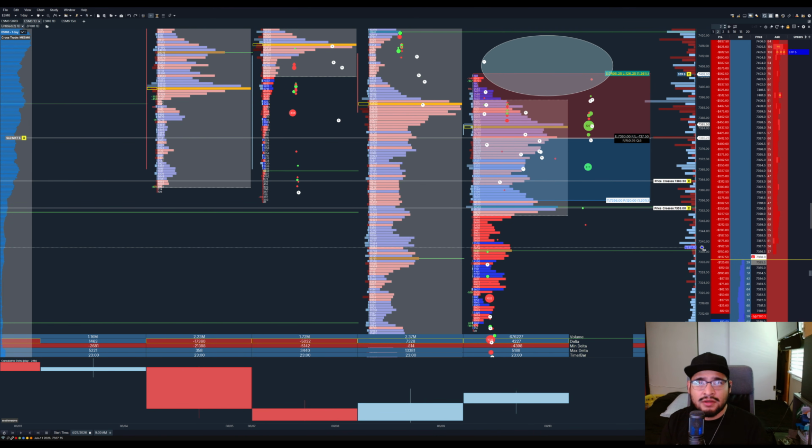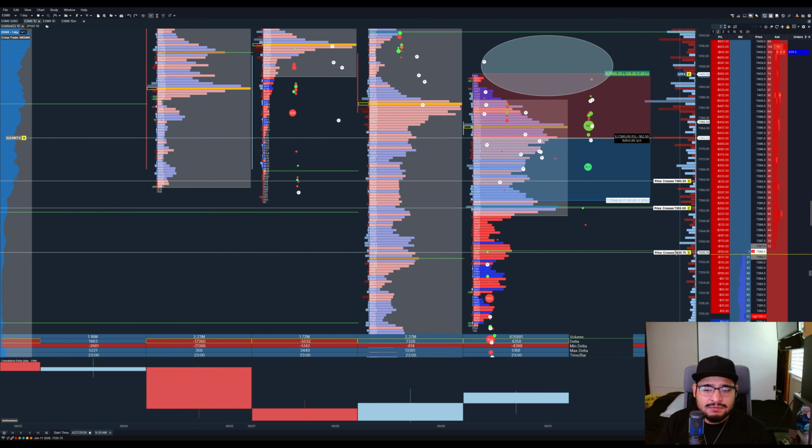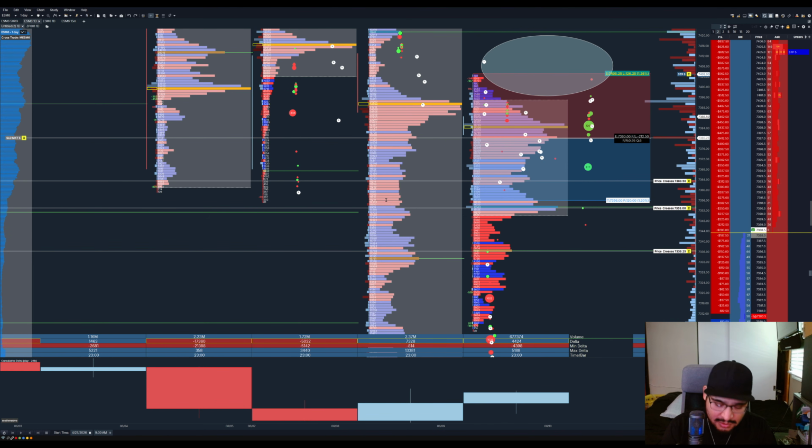Which, if we go here, it's around... Not sure how well you can see it, or if it's streaming in 4K, which I'll have to check. But it's this high volume node, like the POC of this node here. I can label that actually. New York Open? No, New York Low. Oh yeah, this is a 24-hour. So we're green on the day.